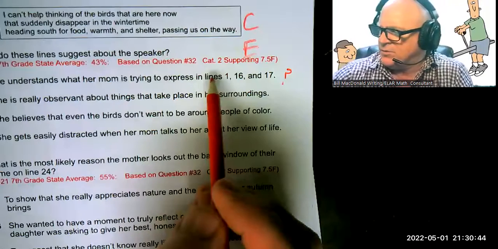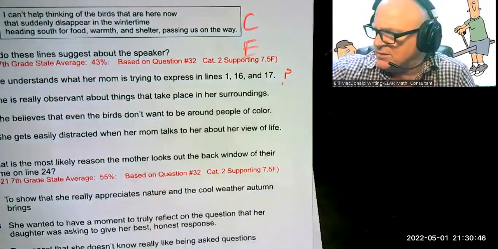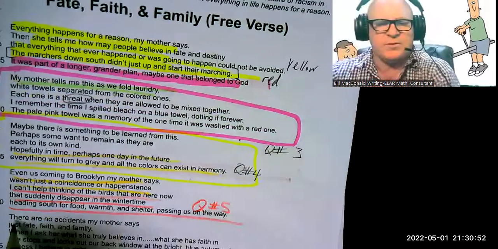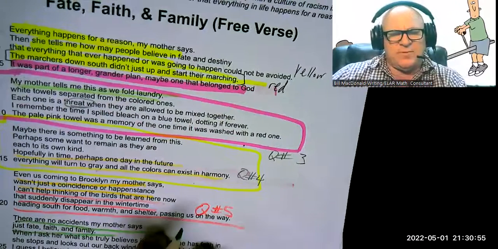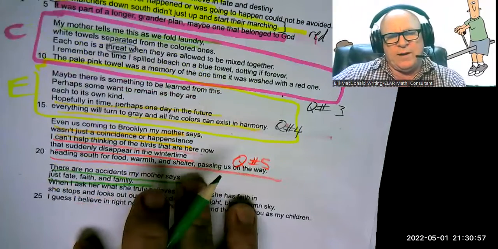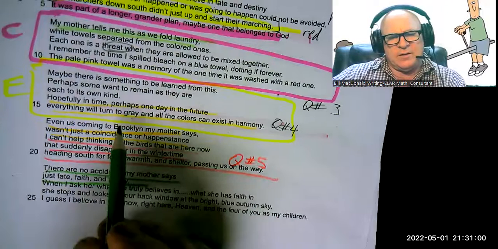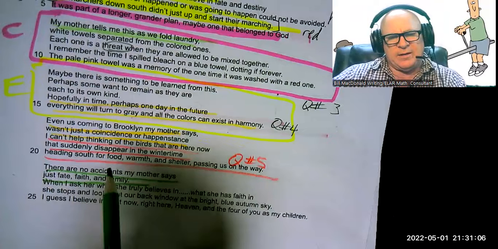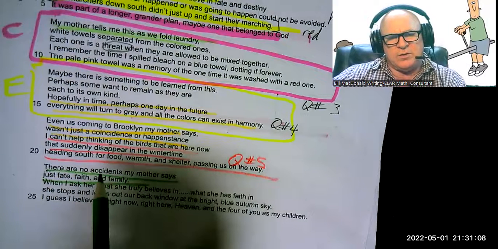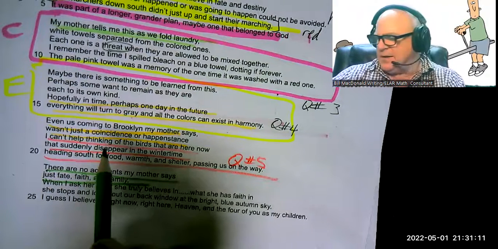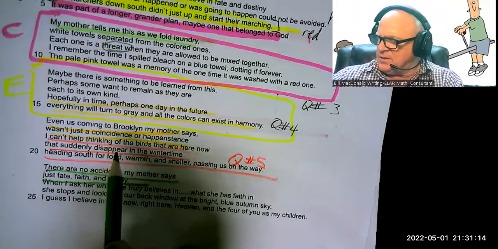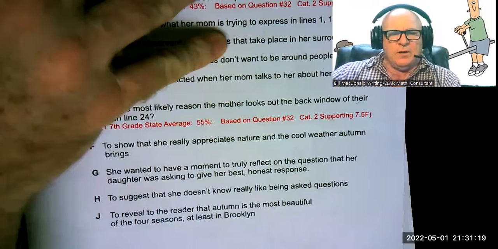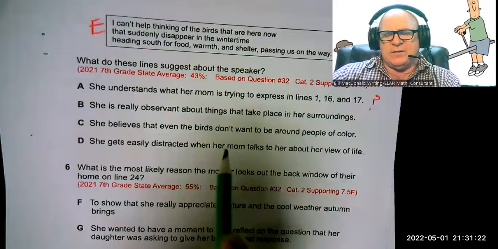Okay, let's look forward though, just to make sure that we check both sides of the equation, that we fast forward. There are no accidents, my mother says, just fate, faith, and family. So whether you go backwards or forwards, basically it's saying everything happens for a reason. There's nothing that goes by accident. And so even these birds are not happening by accident. So let's look and see which lines make the most sense, that she understands what her mom is trying to express in lines 16 and 17.